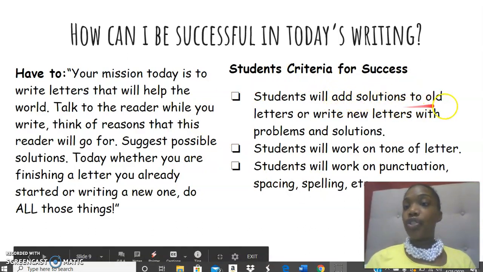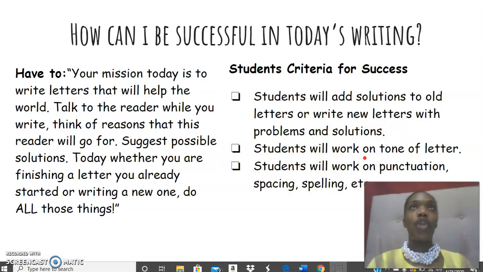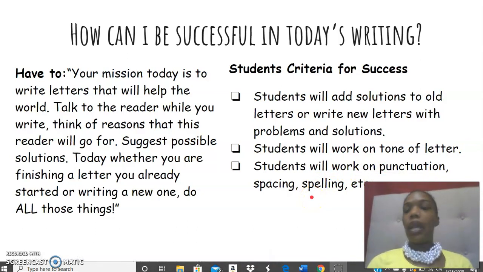Here's your student criteria for success. Students will add solutions to old letters or write new letters with problems and solutions. Students will work on tone of letter. So you want to see, tone means if you're going to be talking with urgency or if you're going to be talking with concern. Like Ms. Kitchens was very concerned about the environment and people not recycling or throwing trash on the ground. I was talking with concern in my letter, okay? Students will work on punctuation, which is spelling, spacing, etc.